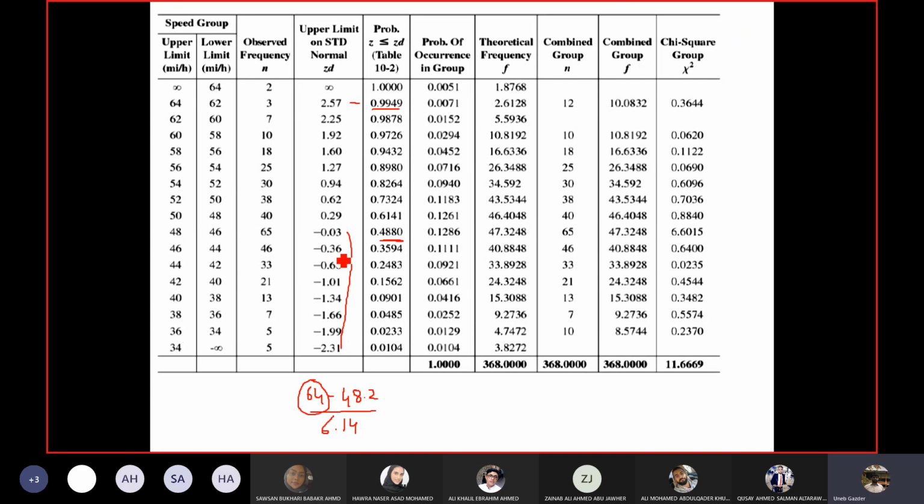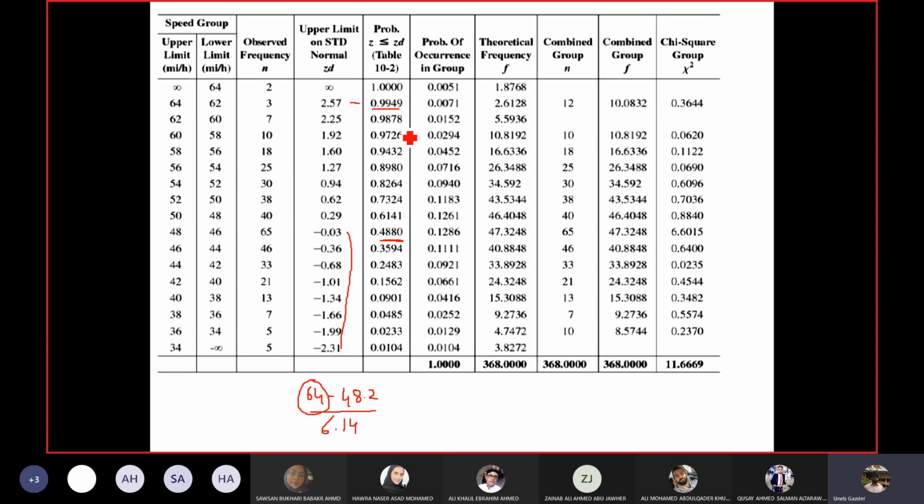If you want the probability for minus 0.36, find out the probability of 0.36, then you do 1 minus that probability. 1 minus the probability, not the z value, 1 minus the probability. So this is how you calculate the cumulative probabilities.